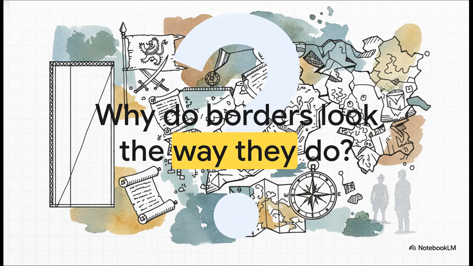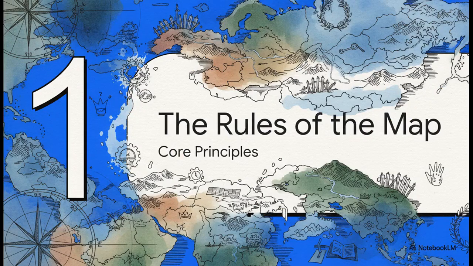Why is one country a nice, neat rectangle while its neighbor looks like a chaotic scribble? Well, it's no accident. The answer isn't just about mountains and rivers. It's a story of powerful ideas and even more powerful armies. There are very, very deliberate reasons behind every single one of those lines. To really get how our map was drawn and constantly redrawn, we first need to understand the rules that countries are supposed to play by. So let's dive into the three big ideas that pretty much shape our entire modern political world.